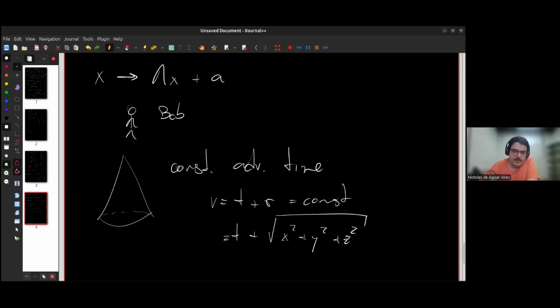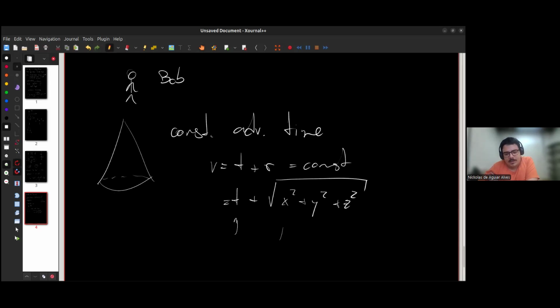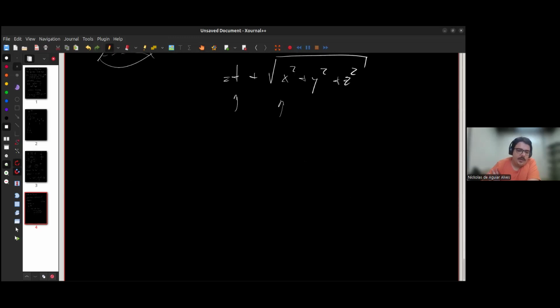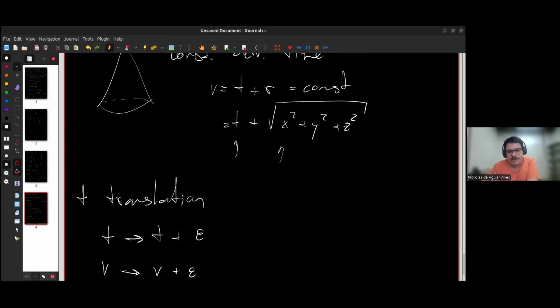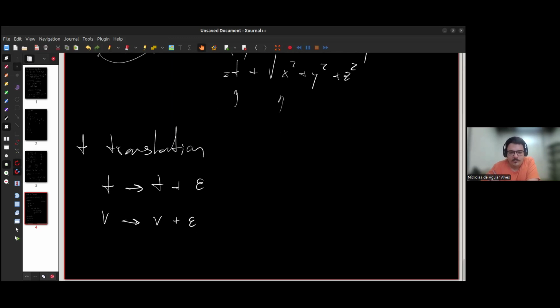And then I can start asking, okay, if I do a translation in each of these coordinates along t, along x, along y, what exactly happens to my coordinates in here? First, we have a t translation. In this case, the t translation is just t goes to t plus, let's say, epsilon. And this is going to lead to v goes to v plus epsilon, because you just have this linear dependence on t. So you don't change anything else, you just shift v by a constant.